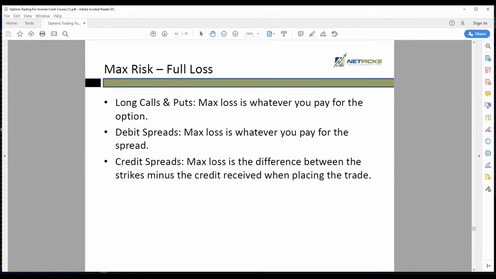When it comes to how to know what your maximum loss is on a trade, with the long calls and long puts, their max loss is whatever you pay for the option. Same goes for the debit spreads. The credit spreads, your max loss is going to be the difference between the strikes minus the credit you received when placing the trade. So if you're using a dollar-wide spread and you collect 40 cents, your maximum loss is 60 cents. It's just that dollar difference minus the 40 cents. That gives you the $60 of risk. That's your maximum loss on the trade.